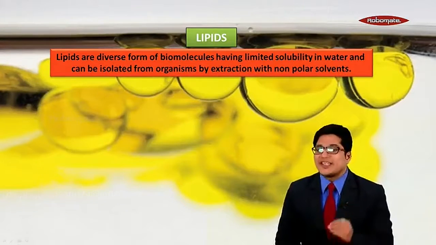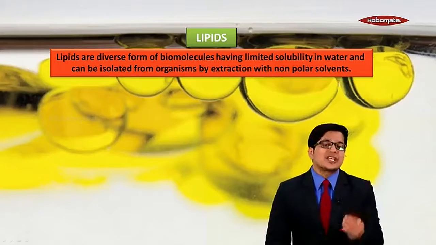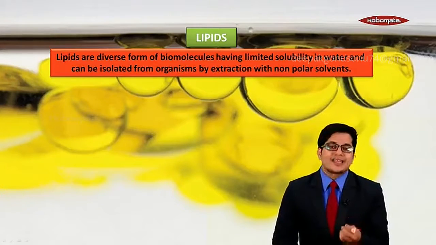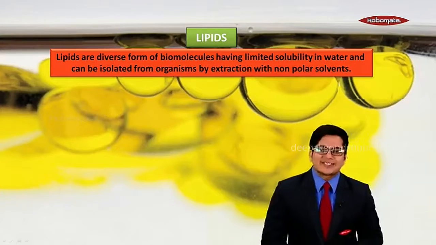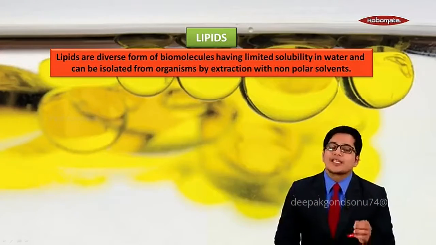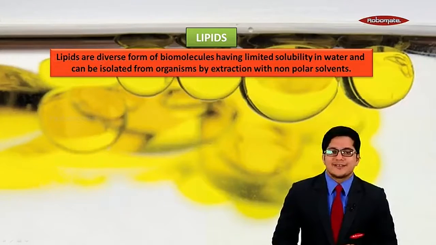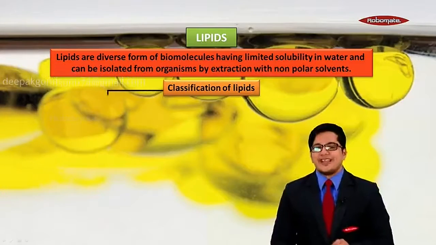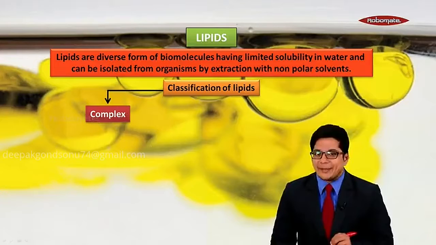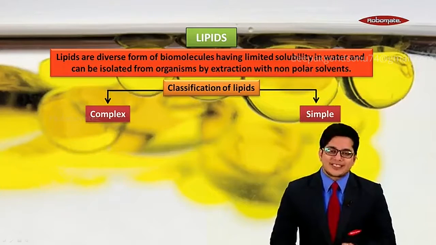They are diverse forms of biomolecules having limited solubility in water and can be isolated from organisms by extraction with non-polar solvents, generally organic solvents. Now, these lipids are classified into two different categories, namely complex lipids and simple lipids.